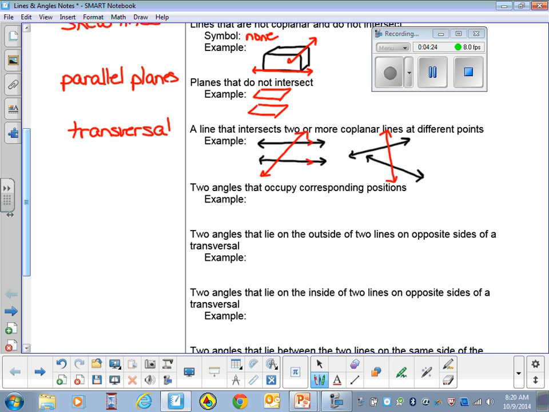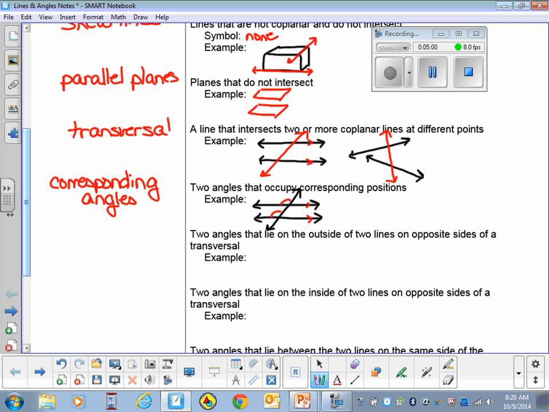2 angles that occupy corresponding positions, corresponding angles. Okay, so let's start with one from elementary school. Parallel lines cut by a transversal. Mark your lines parallel. And these 2 would be corresponding. And in elementary school, you learned corresponding angles are congruent. What I'm telling you today is not always.